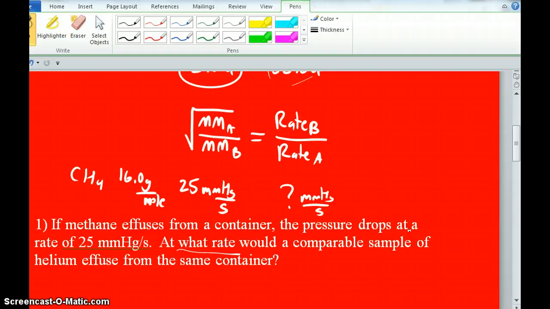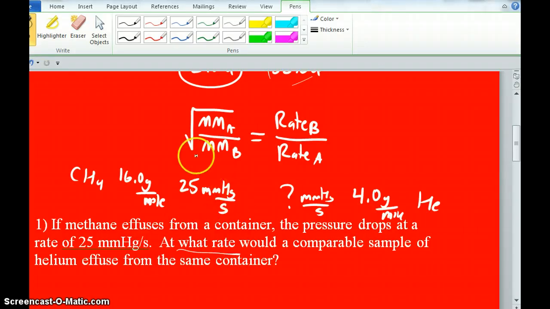Now, if it's comparable, it has to have the same temperature. But we have a very different molar mass for helium. It's 4 grams per mole. So intuitively, I know the rate of effusion of the smaller gas will be faster. It's going to be higher than 25 millimeters of mercury per second, because the little guy has to move much faster to have the same kinetic energy as the big guy, who would necessarily be moving slower.